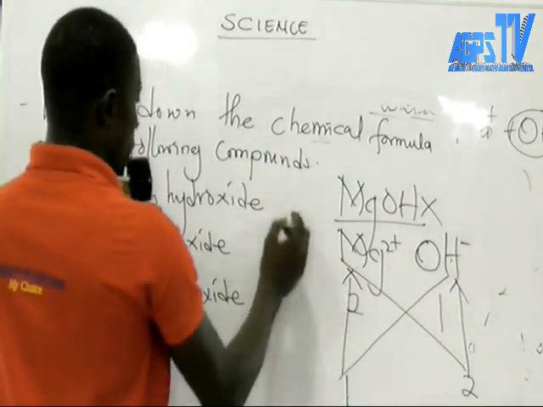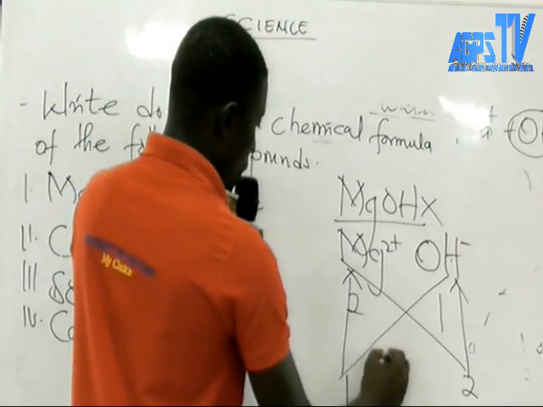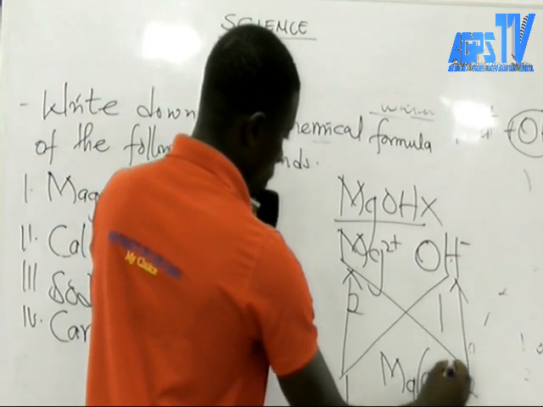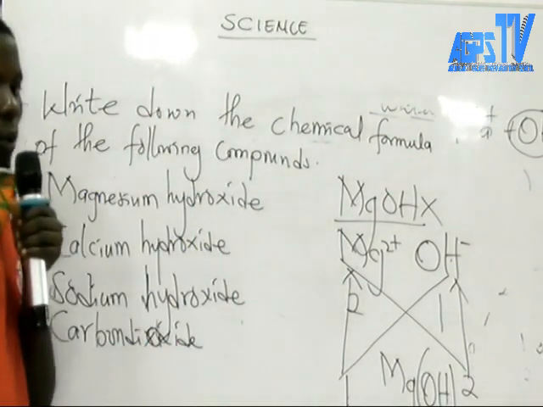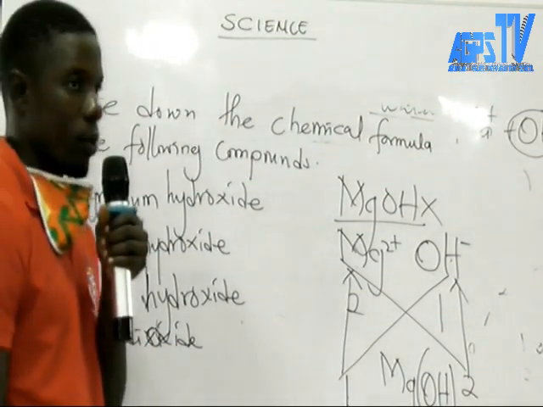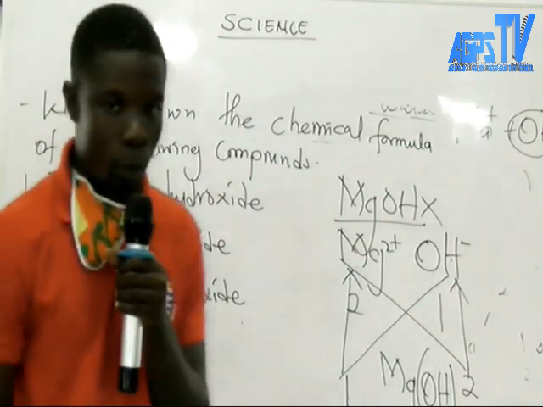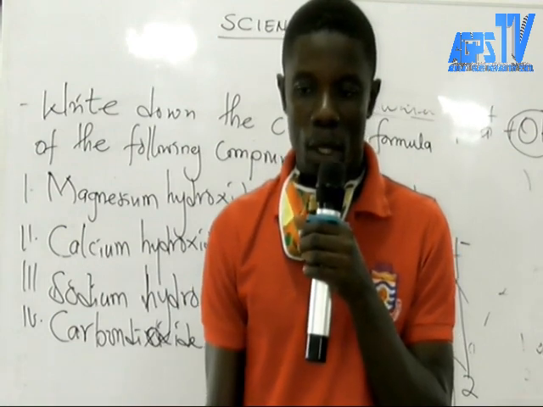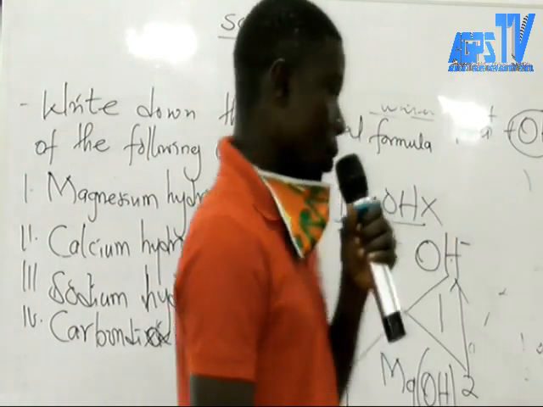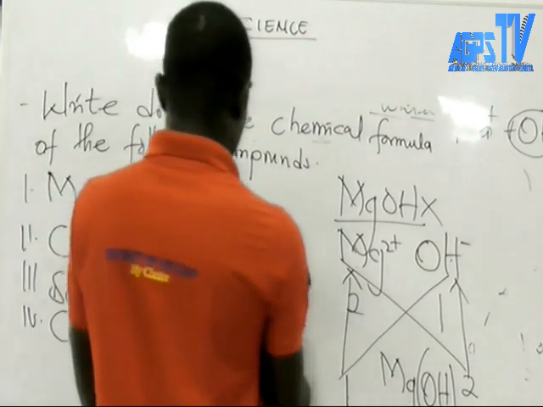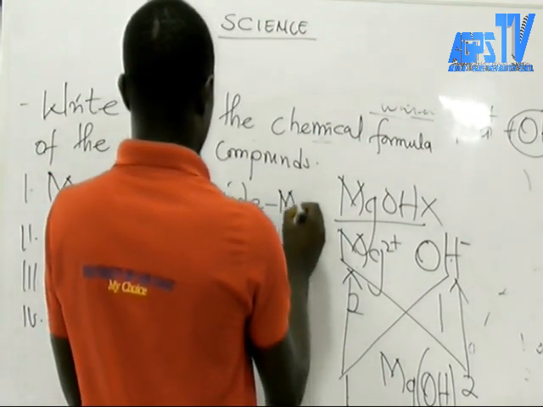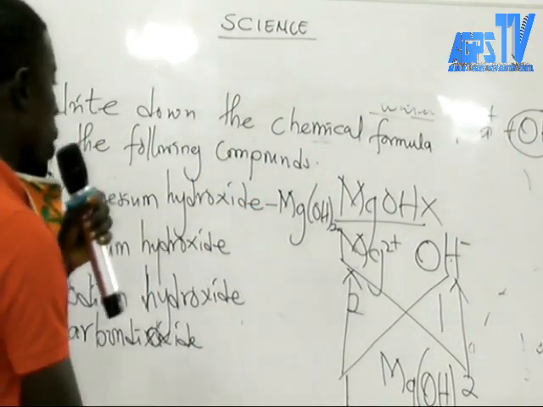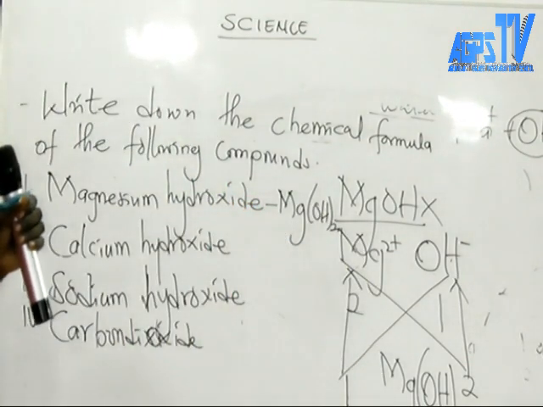So you write it in this form: Mg, then OH in brackets with 2 outside. This one is very simple. I hope you understand what I'm saying. So this one, you write the formula. Not MgOH. Next, calcium hydroxide.